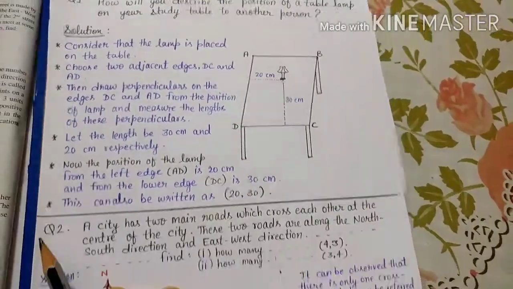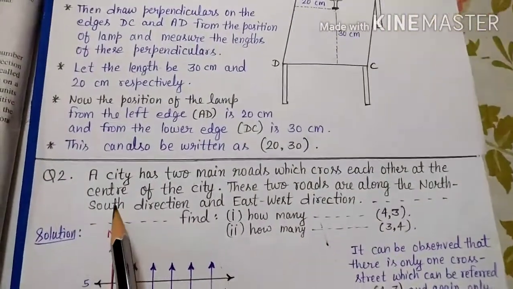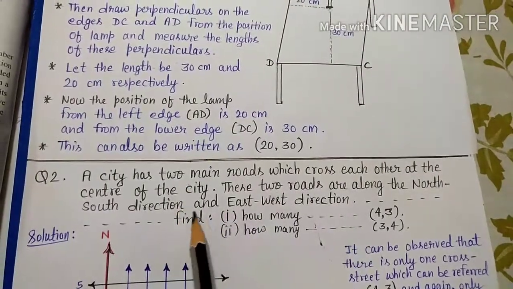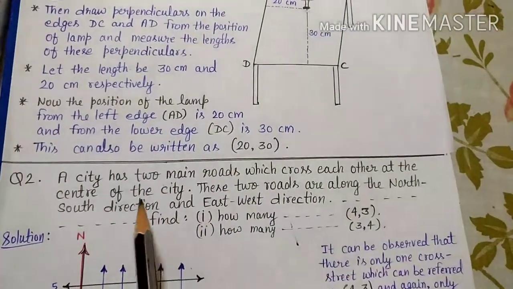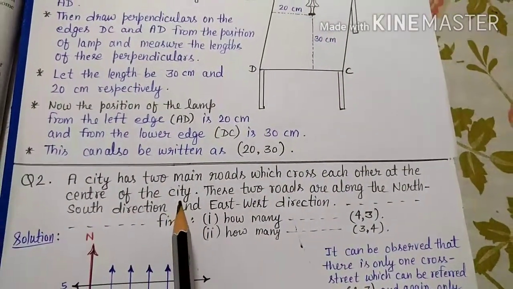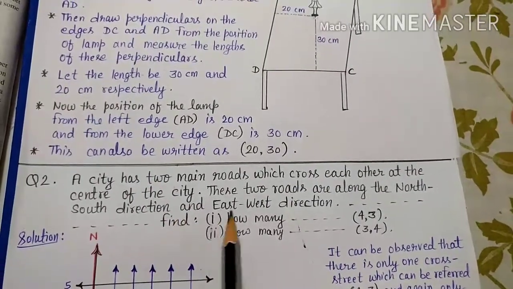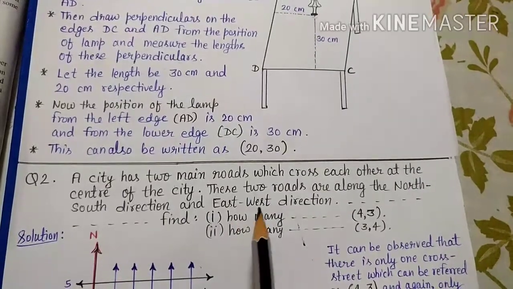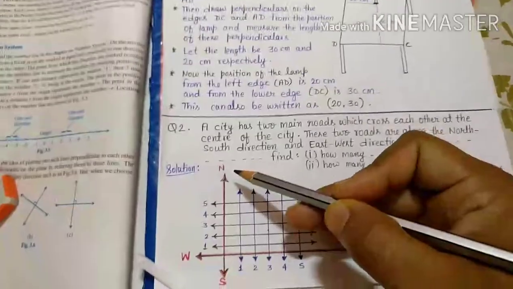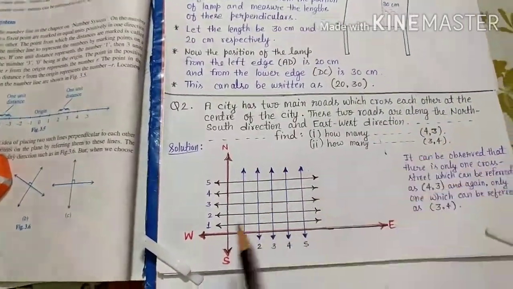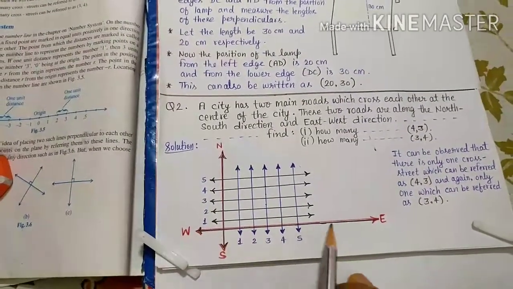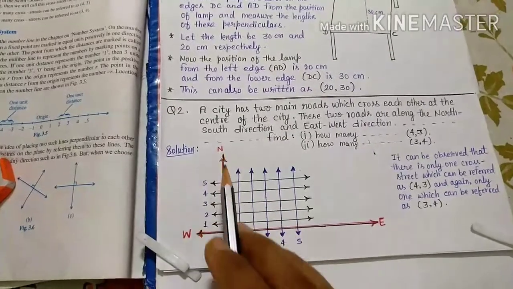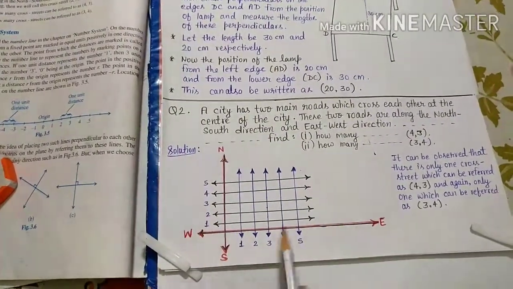Now move to question number 2, which is very important. A city has two main roads which cross each other at the center of the city. These two roads are along the north-south direction and the east-west direction. North-south direction is one road, another is the east-west direction. This red one you can see, I have shown the directions here, north-south and east-west.